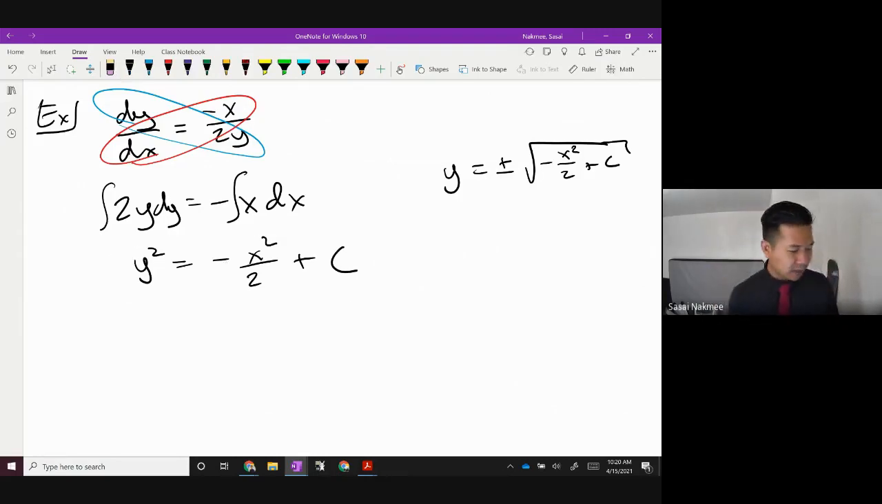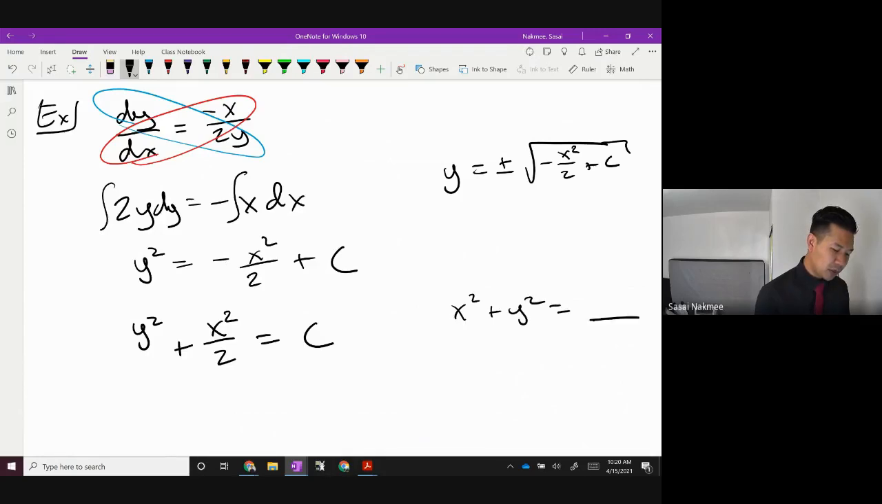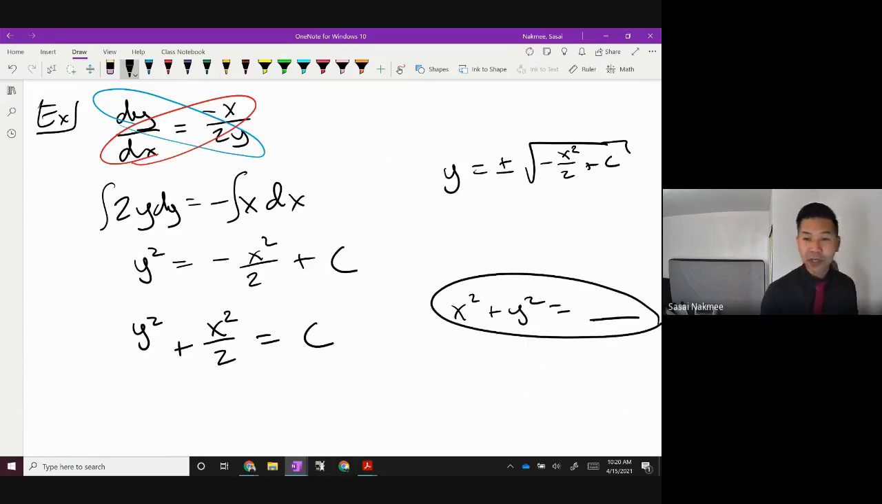If you get the x's and the y's on the same side, you end up with y squared plus x squared over 2 is equal to c. I don't know if you recognize this or not, but when you have something squared plus another something squared equals a constant, this is your circle equation. And if you divide one of those x's or y's by a number, that circle gets turned into an oval. That's what this is going to look like right here. So that's why that one makes a circle shape.